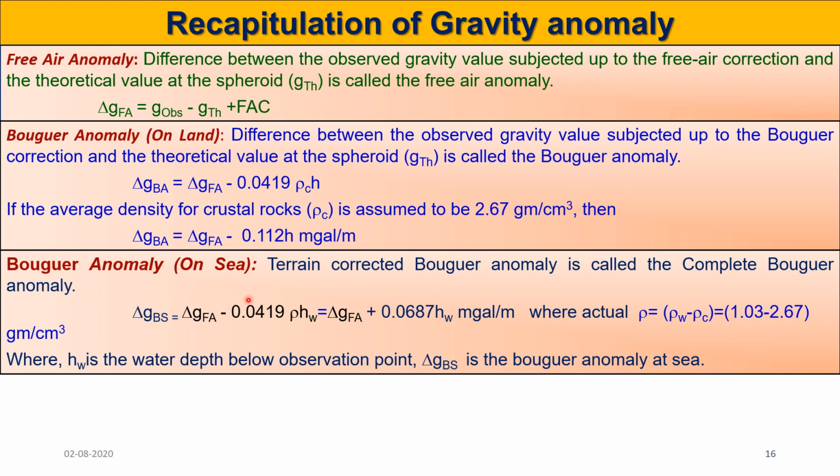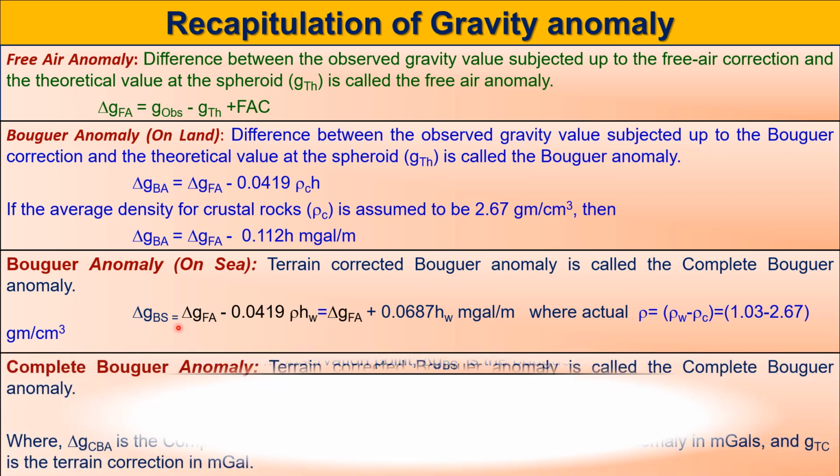Now on the sea, what happens? On the sea, that h is replaced by hw, and rho is equal to rho w minus rho c. I've already described that, and the value reduces to delta GFA plus this value of the Bouguer correction at the sea, that has to be added because the sea is below the sea level datum. We are doing the calculation, so that the plus sign comes. Delta GB is the anomaly at sea and h is the water depth below the observation point.